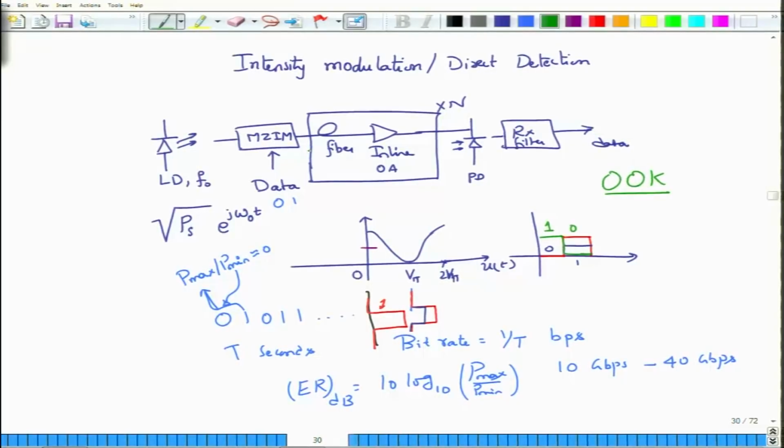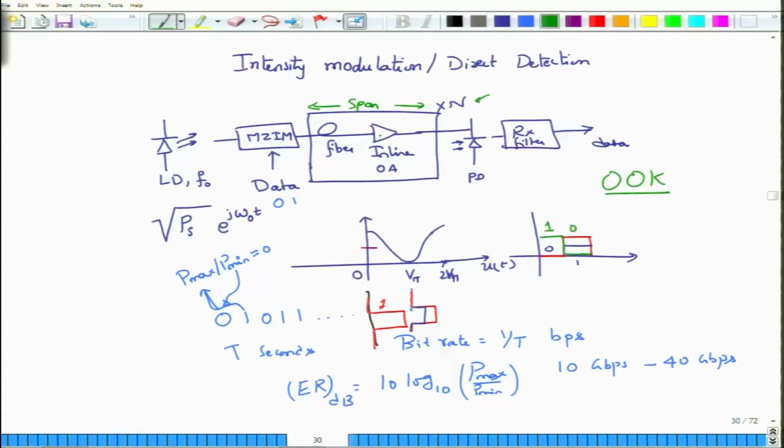Now after modulation, we put this through the fiber. Depending on the distance between the transmitter and the receiver, your fiber may have multiple spans, span being the length of the fiber before you put in the inline optical amplifier. I have put this cross to the power n here, and this indicates that there are n such repetitions of this span. So this entire thing is one span, and the optical amplifier that we put in here will be the erbium doped fiber amplifier, which we have talked about in the earlier modules.